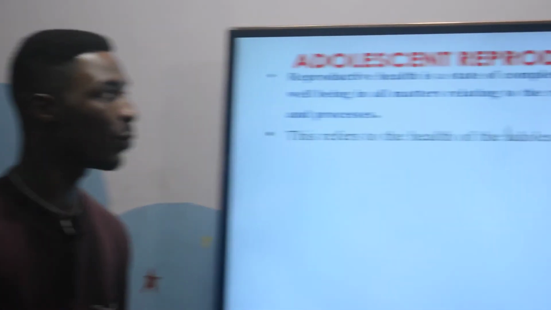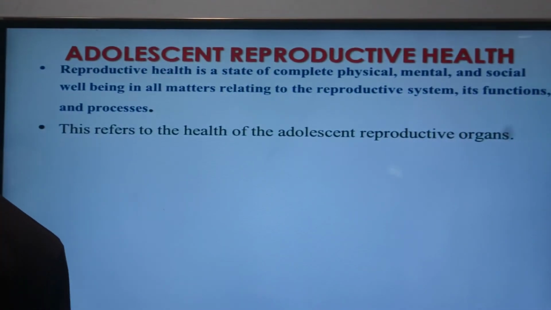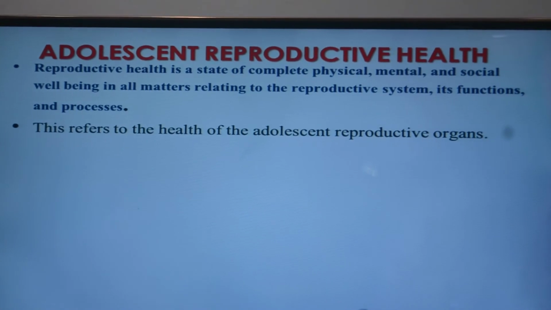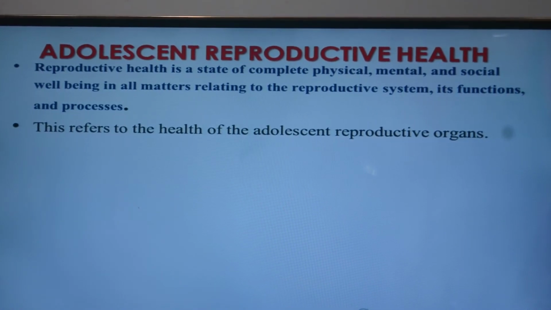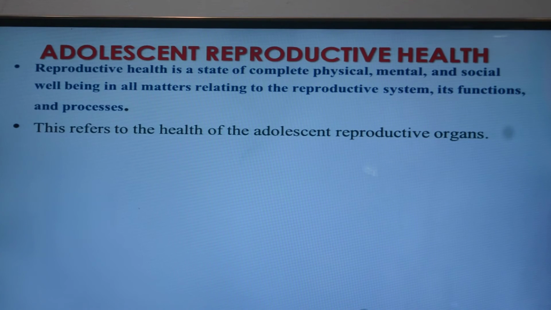Let's move on to adolescent reproductive health. What is meant by adolescent reproductive health? Adolescent reproductive health is a state of complete physical, mental, and social well-being in all matters relating to the reproductive system, its functions and processes.